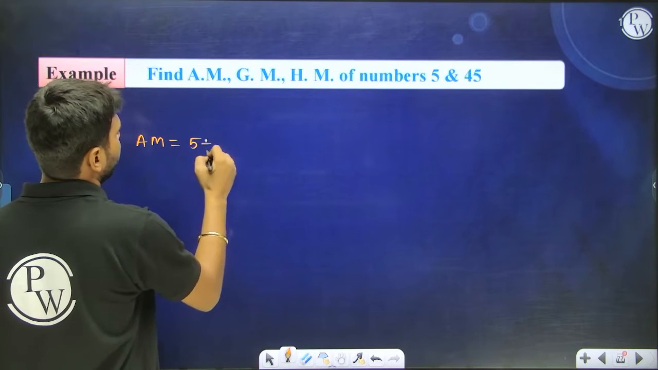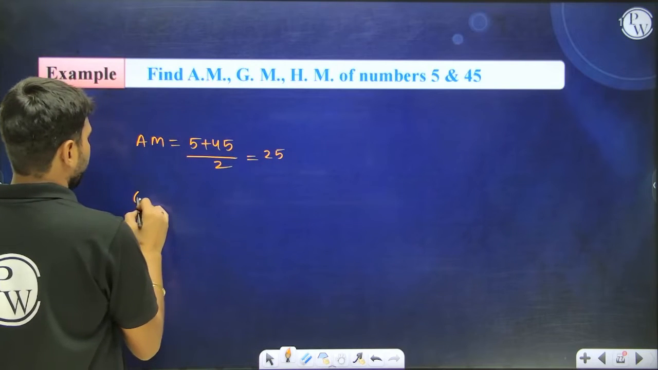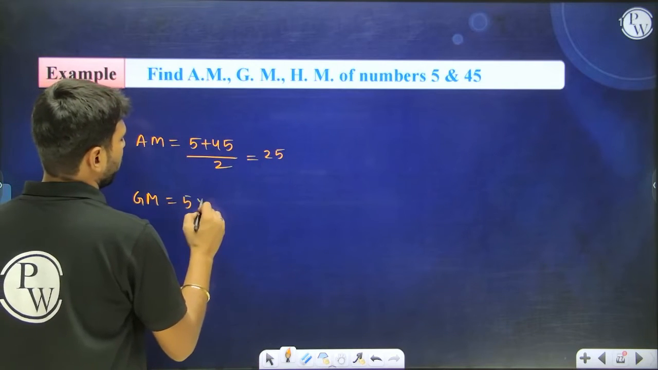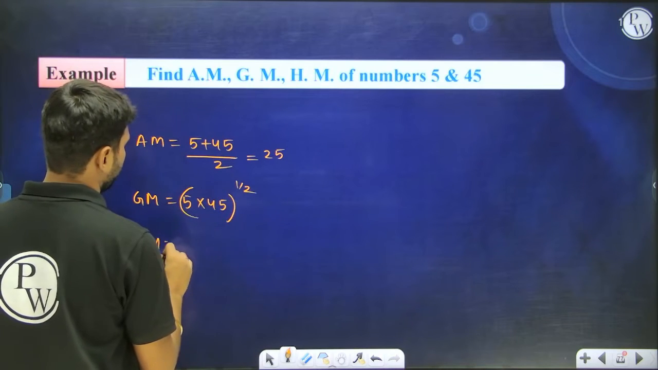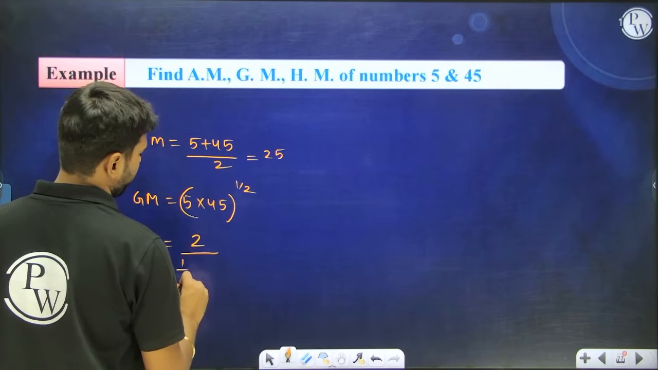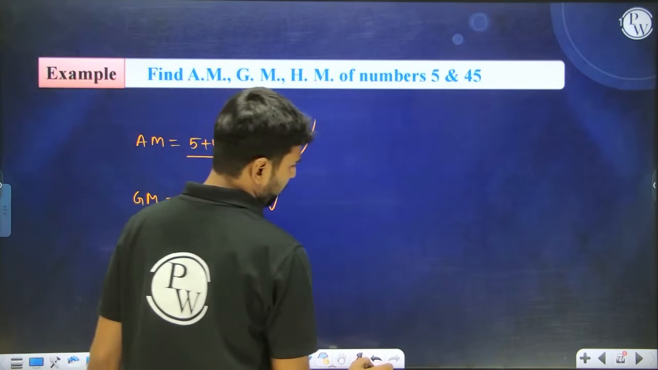Okay, moving on to the next thing, we have to find out the arithmetic mean of 5 and 45. So this will be (5 plus 45) by 2, that is equal to 25. The geometric mean is 5 times 45 raised to the power 1 by 2. The harmonic mean can be found out by 2 divided by 1 by 5 plus 1 by 45. Just solve this and your question is done.